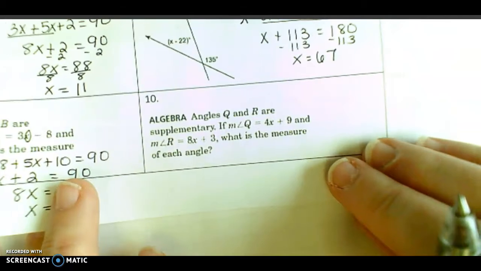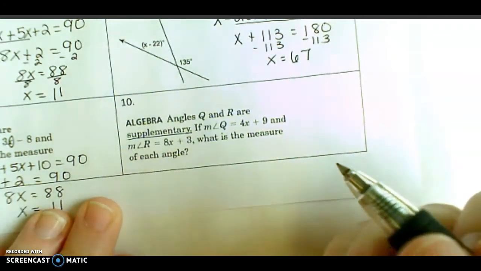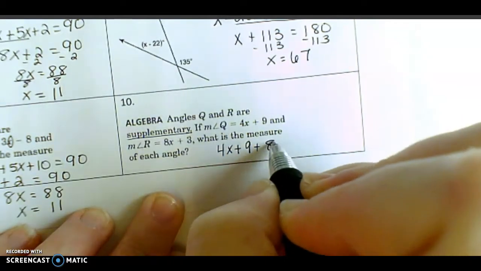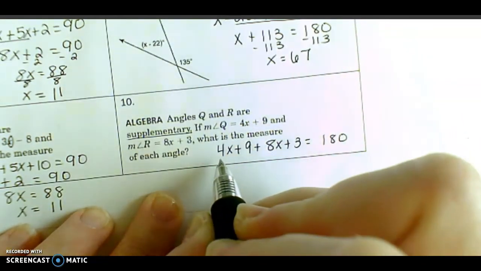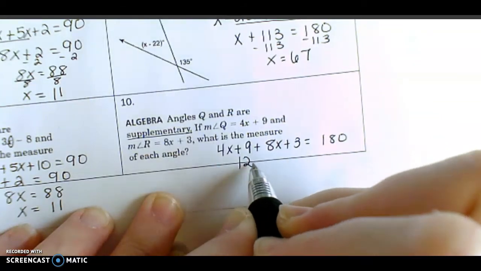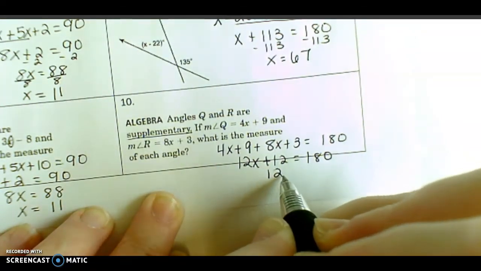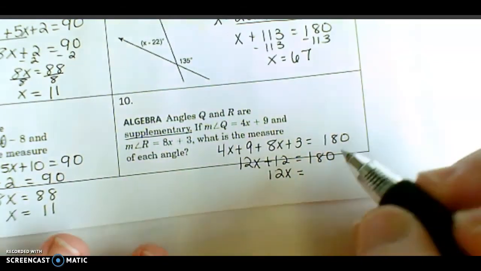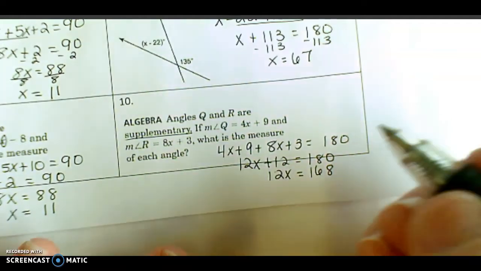Last example, number 10. It tells me that we have these two angles that are supplementary. Well, if they're supplementary, that means that when I add them, I'm going to equal them to 180. So let's go ahead and solve. So I get 12x plus 12 equals 180. Well, then I'm going to subtract 12 on both sides, which is 168. And I'm going to divide by 12 on both sides.